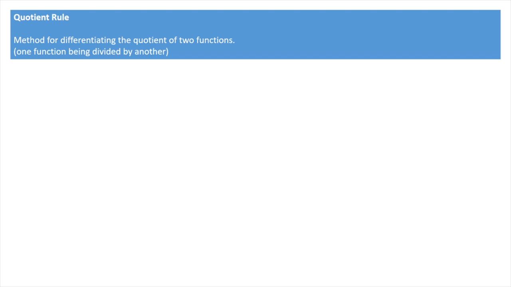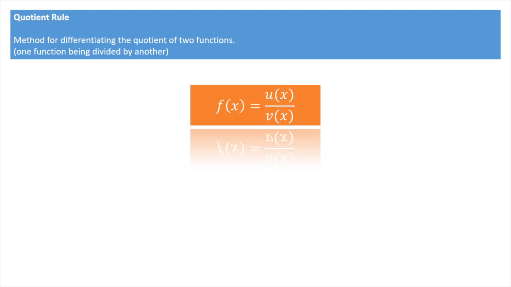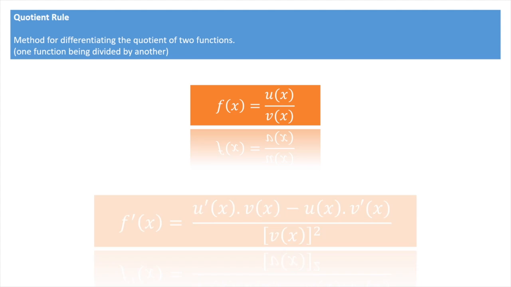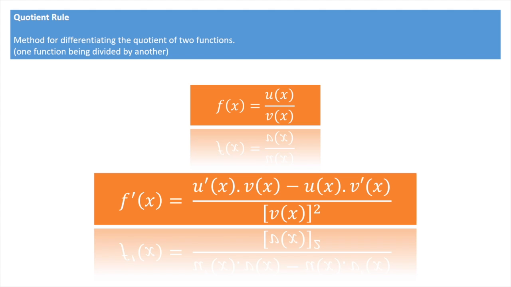It states the following. If f of x can be written u of x over v of x, that's one function being divided by another, then the derivative f dash of x is equal to u dash of x times v of x minus u of x times v dash of x, all of which is divided by the square of v of x. Now, make a note of that formula. We're about to work through a couple of examples.